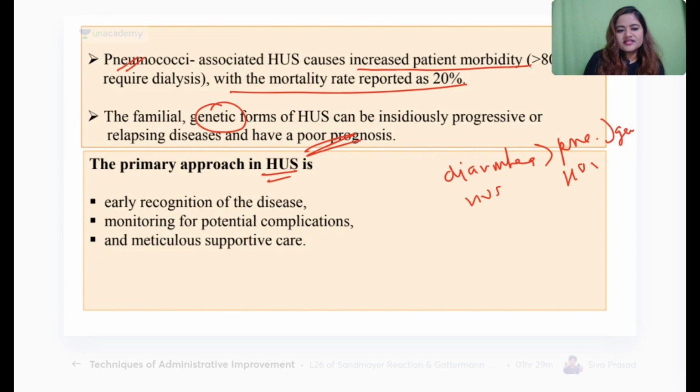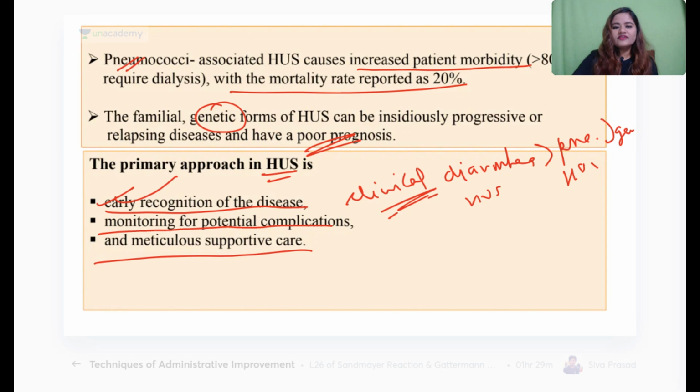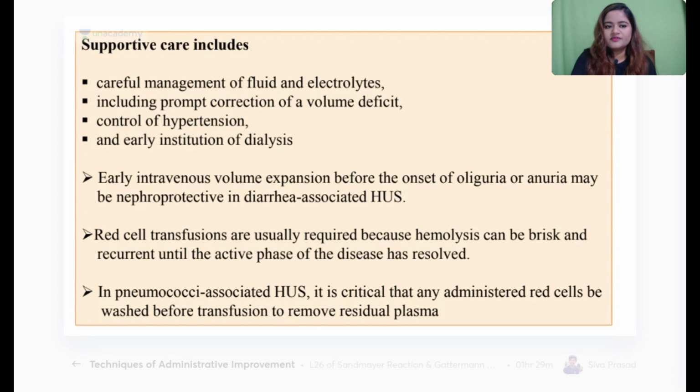Now, primary approach towards HUS क्या होना चाहिए? We have to early diagnose this condition. अब क्योंकि ये clinical diagnosis है, then we all should be very very clever enough to diagnose it clinically. Monitoring for potential complications is also very very important, and we have to give a complete supportive treatment for this. Supportive treatment कहने का मतलब क्या है?